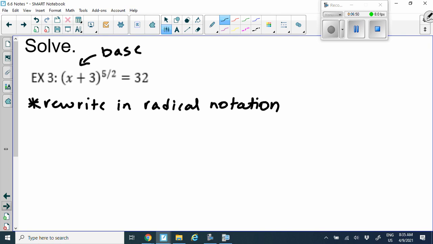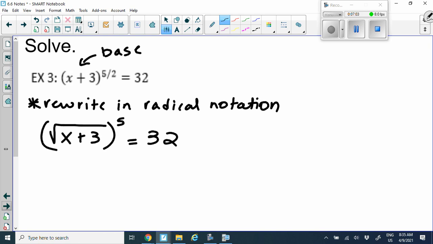So x plus 3 is our base, 5 is the exponent, and 2 is the radical. So 2 is going to be our root. So we have the square root of x plus 3, and that whole thing is taken to the 5th power, and that equals 32. Now to undo a power of 5, we do the inverse, which is a 5th root. So whatever your power is, you just do the root of it, and that's the opposite. And vice versa. Whatever the root is, you take it to that exponent.